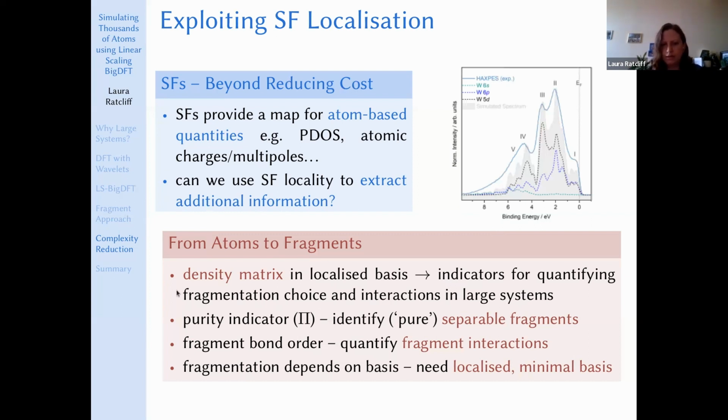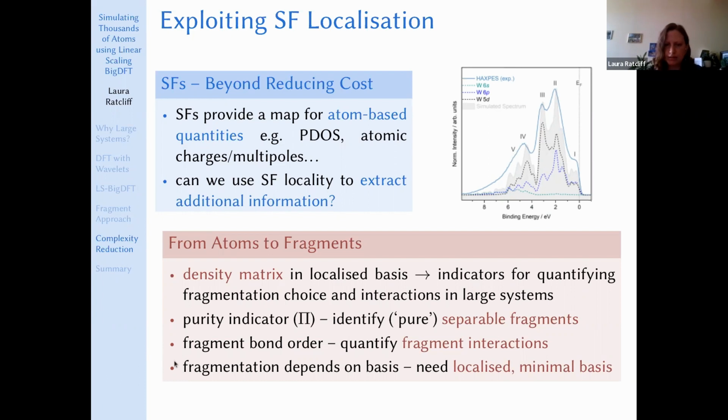If we have our density matrix expressed in a localized basis, then we can also define some additional indicators. This includes what we call a purity indicator, which enables us to identify pure or separable fragments, which is useful in cases where you don't just have a simple cluster of molecules where it's obvious what constitutes a fragment. We also have a fragment bond order, which enables us to quantify interactions between these fragments.